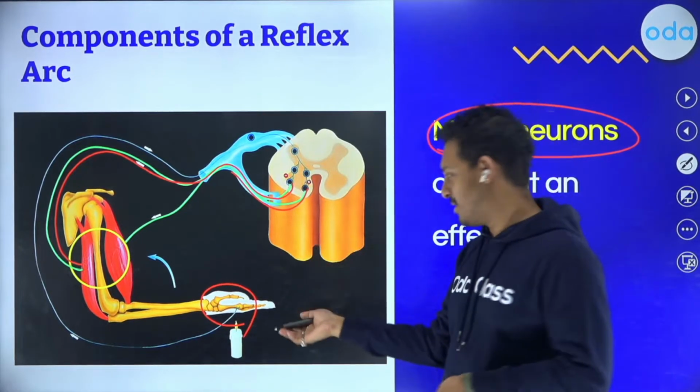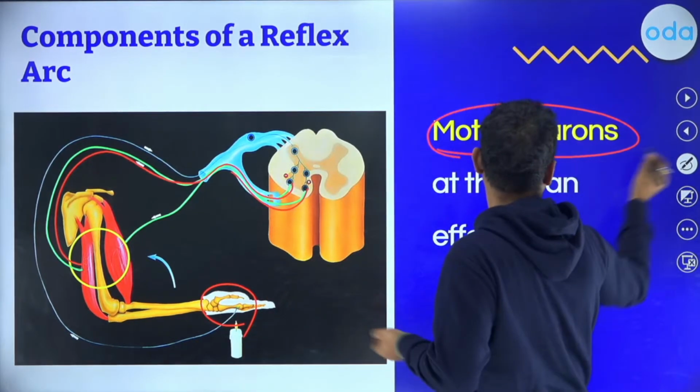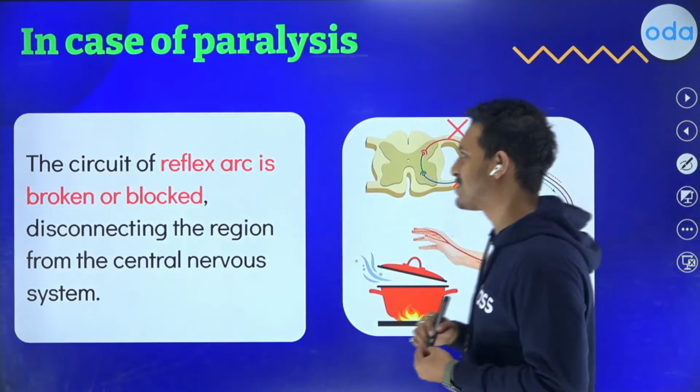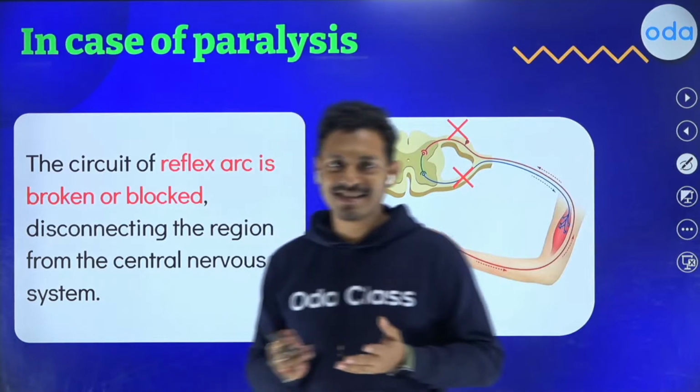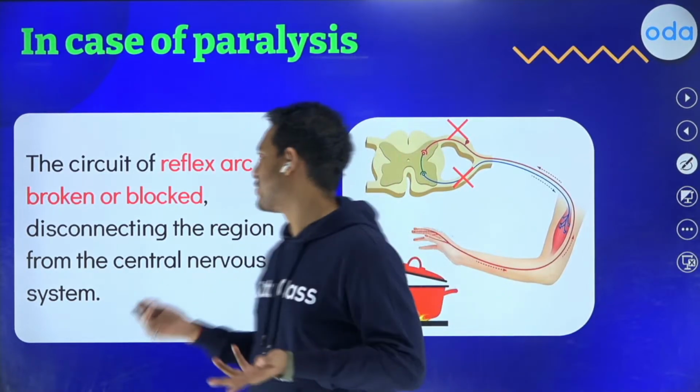So I know it's been a long time now. I've been burning my hand for like 2 minutes now. So that's how your reflex arc actually controls most of the things that you're going to experience in your daily life, and how you respond to it.